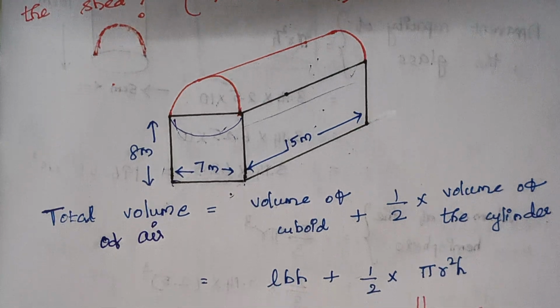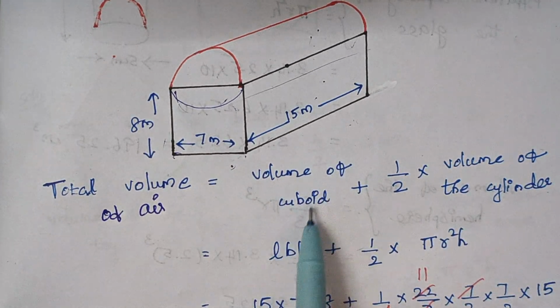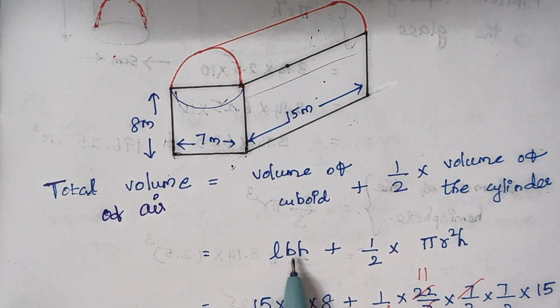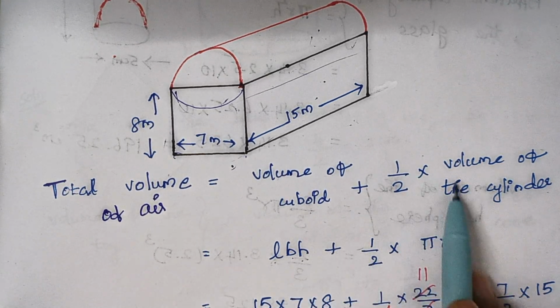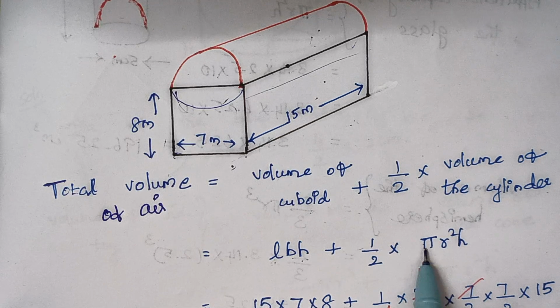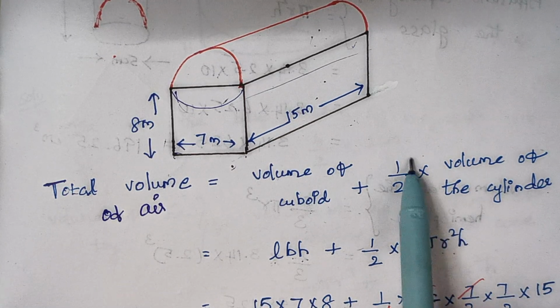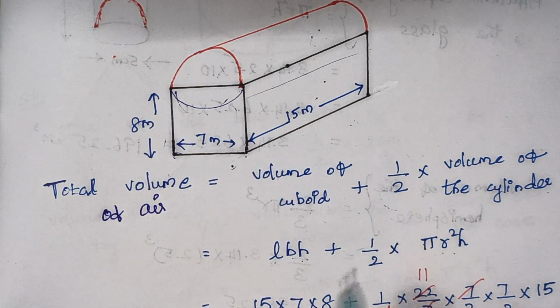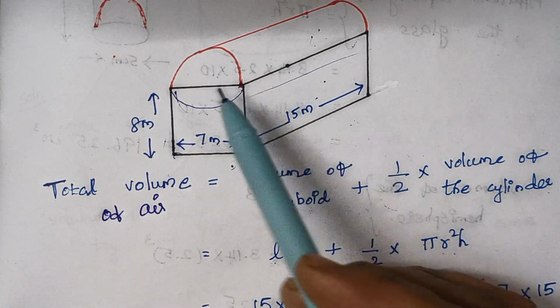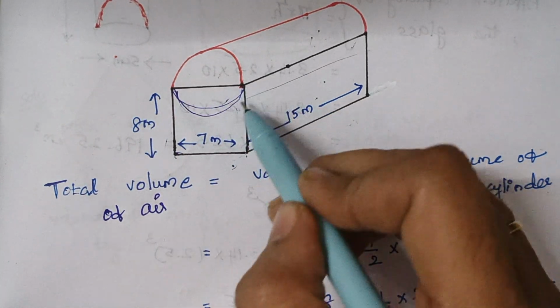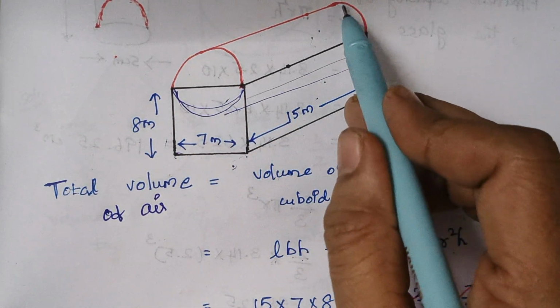So, what is the formula here? Volume of cuboid is nothing but LBH, length into breadth into height. Plus, what is the volume of the cylinder? It is pi r square h. Since it is a half cylinder, here we are including 1 by 2. It is not the full cylinder, it is a part of the cylinder. Here the full cylinder will look like this.